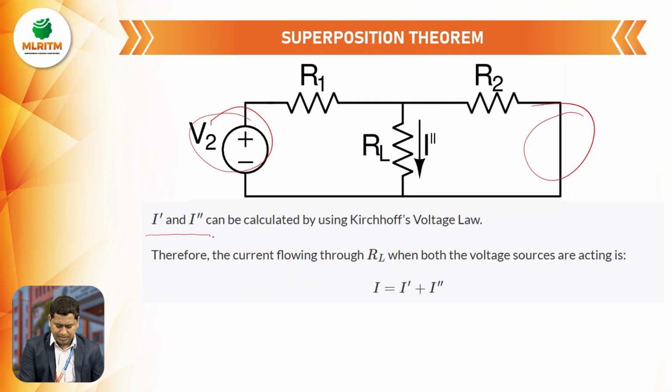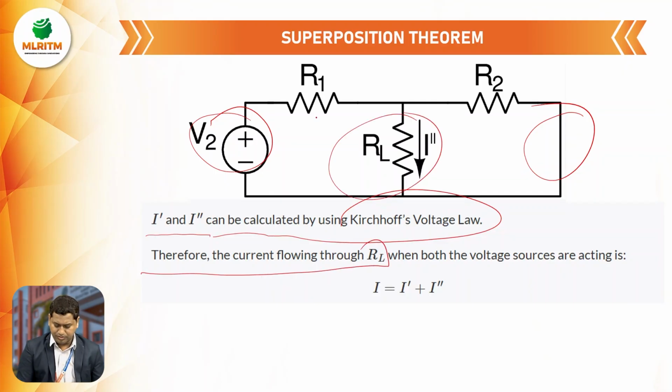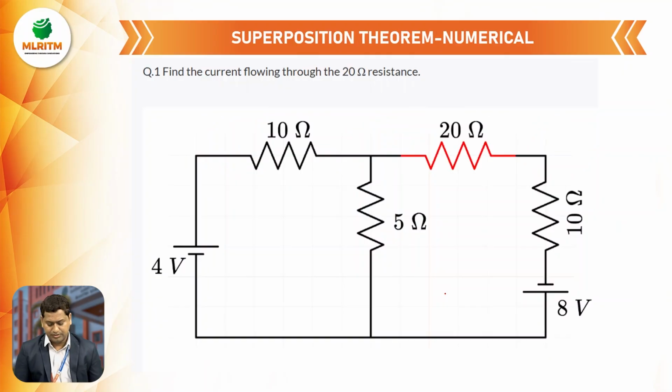So here I dash and I double dash can be calculated by using Kirchhoff's voltage law, as we have already discussed in the previous lectures. Therefore, the current flowing through RL when both voltage sources are acting is I equal to I dash plus I double dash.